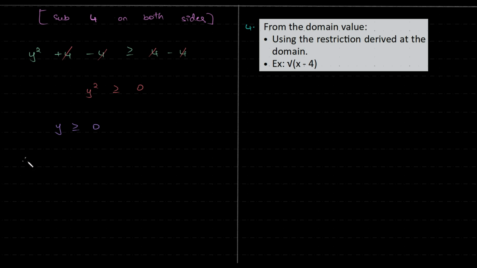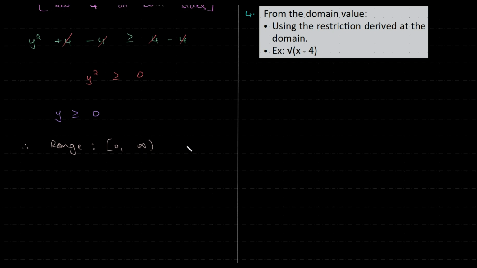So now, therefore, the range is what? The range is starting from 0, we have till infinity, not including infinity though. This is how you solve it. Okay. From the domain value, it's similar, but with a smaller number of steps.